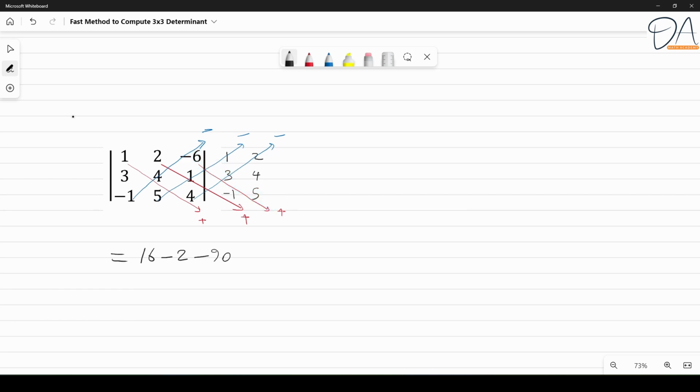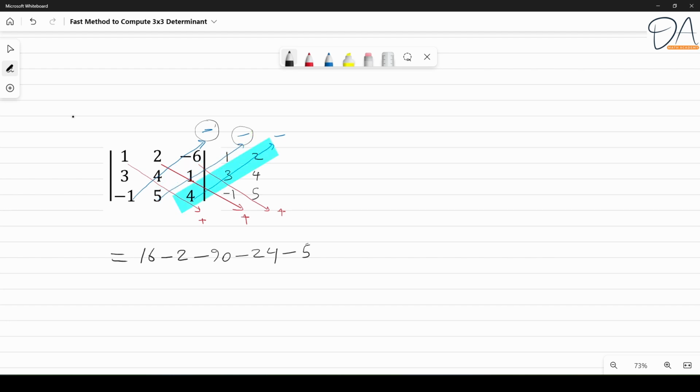Then we go to the negative diagonals. So we multiply the elements in the first negative diagonal, minus 1 times 4 times minus 6. This gives us positive 24. But the sign here is negative for this diagonal, so we have to add a sign, so it becomes minus 24. The second negative diagonal is 5 times 1 times 1, gives us 5. And then again, we need to add the negative sign to the product, so we get minus 5.